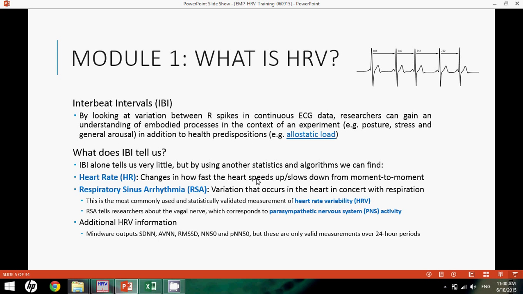So interbeat interval is important because it can tell us things not only in the course of the experiment, like posture, stress, and general arousal, but also some health predispositions. The higher one's heart rate variability means that they have more variability in their heart, which is actually a sign of good health.